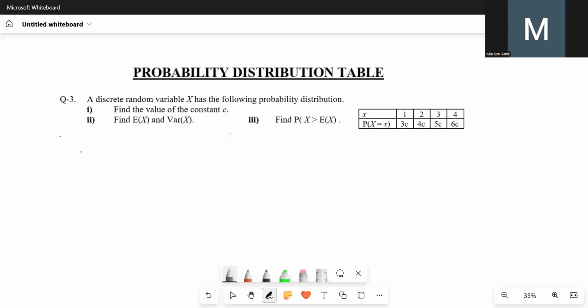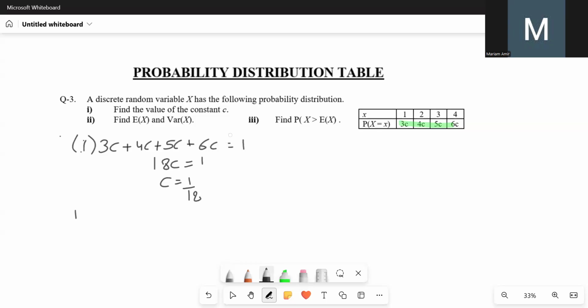Number 3, a discrete random variable X has the following probability distribution. We can see that in the table. Part 1, find the value of the constant C. Okay, so we know that the sum of all probabilities is going to be 1. So we add them together and equate it to 1. All of these added together give us 18C. So C comes out to be 1 by 18.